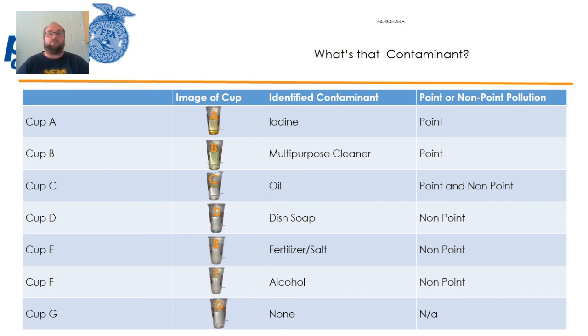The oil, however, can be point or non-point source pollution depending on the situation. If it's runoff from a parking lot, it's non-point source pollution. If it's an oil tanker that's leaking in the middle of the Gulf of Mexico, then it's obvious that that's the cause of the oil. Dish soap. We all use dish soap. This is a contaminant that can show up anywhere. Fertilizers, Roundup, pesticides, salt. This is non-point because it comes from everywhere.